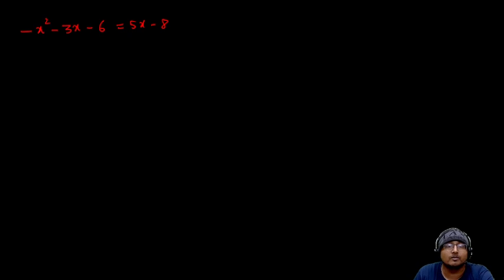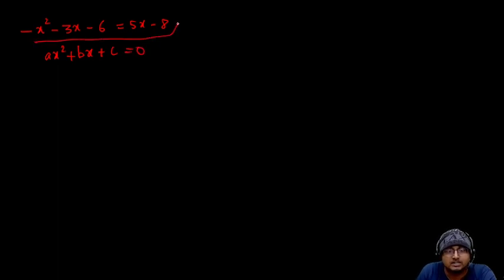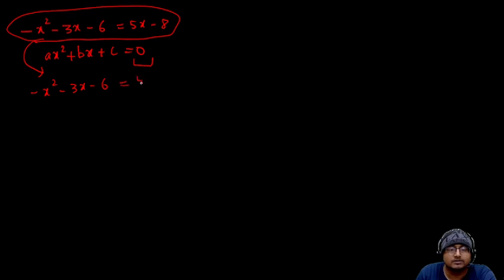What is the standard form of our equation? Ax square plus bx plus c is equals to 0. So you have to do modifications in this equation to get into the standard form. First of all, on one side you need all zeros, so bring all to one side. Minus x square minus 3x minus 6. Here plus 5x is there; if it comes to this side, it will become minus 5x. It is minus 8 here; if it comes to this side, it will become plus 8 is equals to 0.